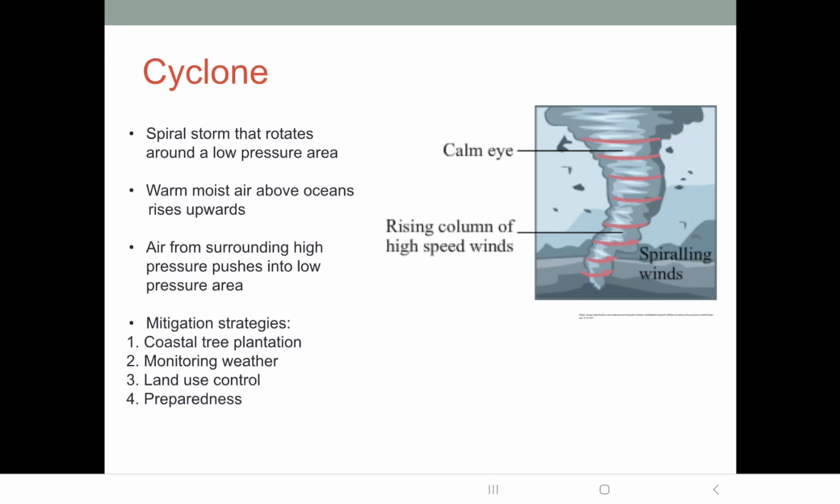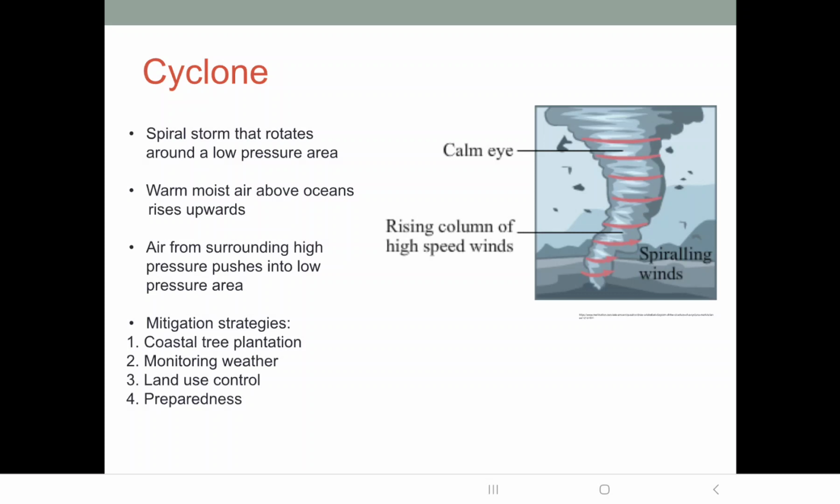Then land use control. Buildings and other structures that are built have to be wind resistant, and watertight doors and windows can be constructed. So if older buildings are there, they can be retrofitted, and also construction of embankments can be done. Making underground communication lines mandatory in these areas. So these are all some of the mitigation strategies for cyclones.